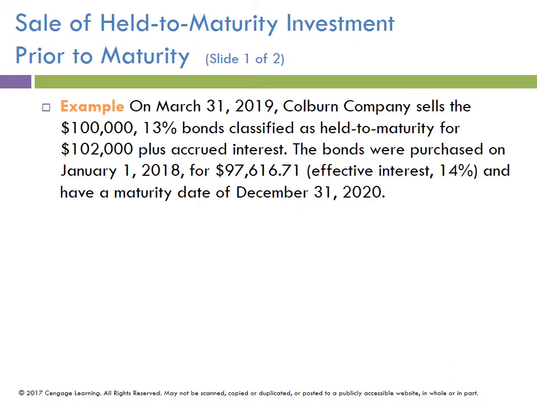What happens if they sell it prior to maturity? Well, let's take a look. On March 31st, Culber & Company sells the $100,000 13% bond they had classified as held to maturity. They sell it at $102,000 plus accrued interest. The bonds were purchased January 1, 2018 for $97,616.71. The effective interest was 14%, and they have a maturity date of December 31st, 2020.